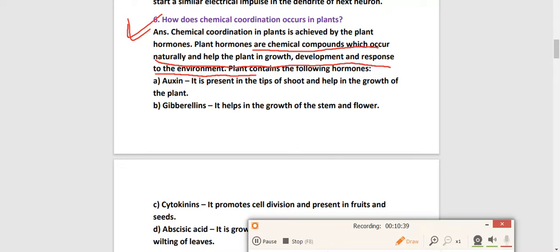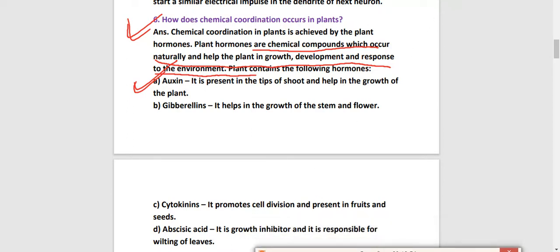Now let's talk about some of the important plant hormones, right? The first one is auxin. Where are auxins present in a plant? They are present at the tips of the shoot. And what is the function? They help in the growth of the plant, right? They help to increase the length of the plant.